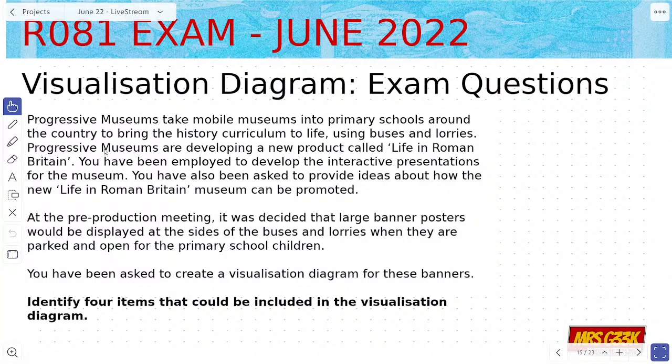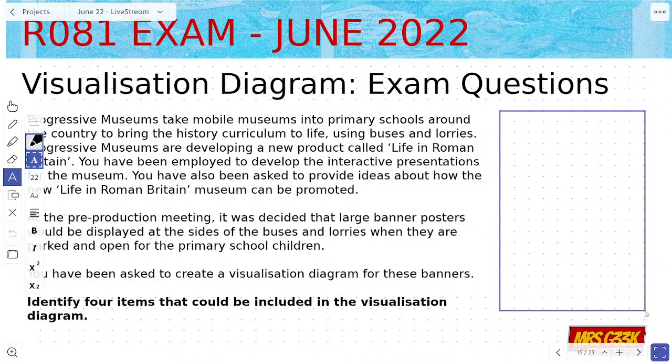So this is our progressive museums example again. Now they are creating large banner posters to put on the side of the buses and lorries, and you've been asked to create a visualization diagram for these banners. Identify 4 items that could be included in a visualization diagram. So again, this is typically the sort of question you will get on the first page.